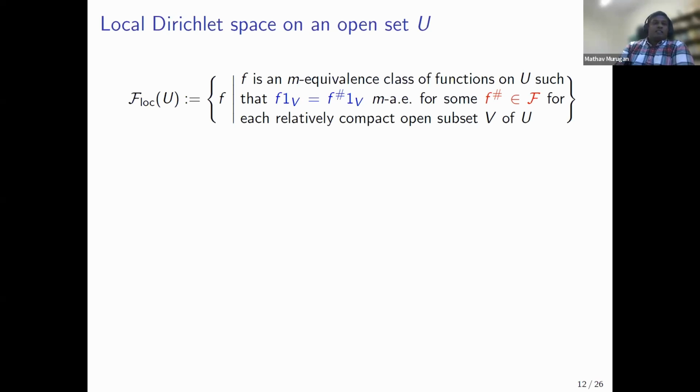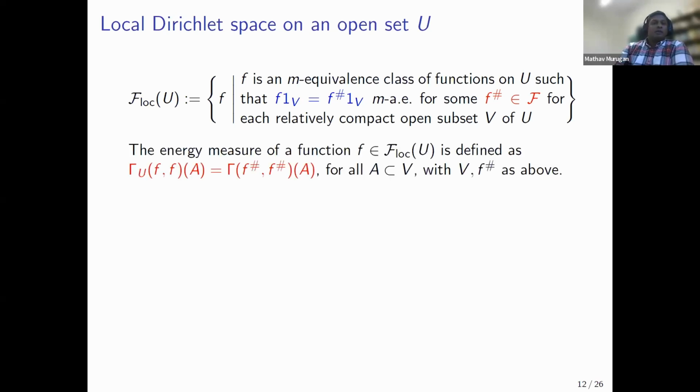So this kind of function need not even be in L2 or need not even have finite energy on U. But nevertheless, one can show that the energy measure of a function can be defined at least on subsets of this patch using the energy measure on the global space. So one has a local version of these energy measures. And this is a well-defined object. Okay, so even though f sharp is not unique, this energy measure is still unique using this definition.